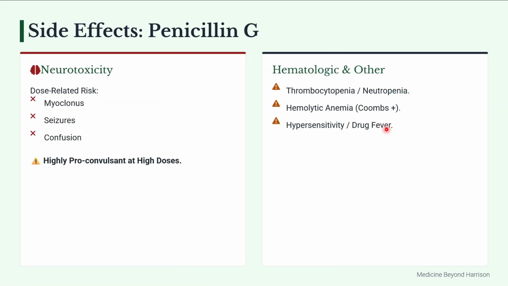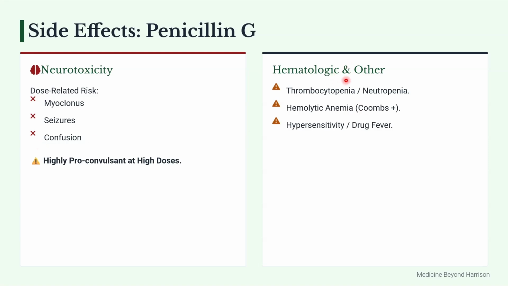So, side effects of penicillin G: it is a highly neurotoxic drug and can lead to seizure, confusion, and myoclonus. It has a dose-related toxic effect and is highly pro-convulsant at high doses. Try to avoid penicillin G whenever possible in patients with a low threshold for seizures.